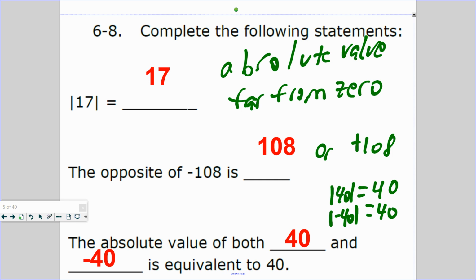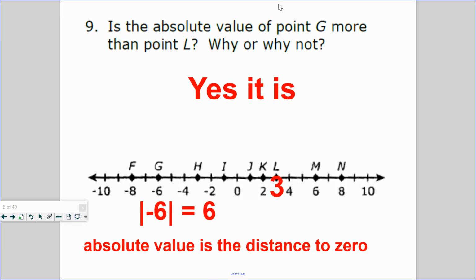Number 9. Is the absolute value of point G more than point L? Where's point G? Negative 6. The absolute value of point G, or negative 6, is more than point L. What's point L? Point L is 3. So what's the absolute value of negative 6? Let's count. 1, 2, 3, 4, 5, 6. The distance is 6. Remember, distance is always positive. So yes, it is. Absolute value is the distance to 0.